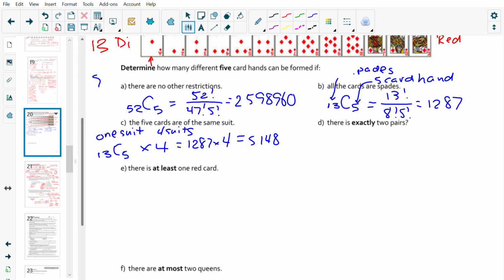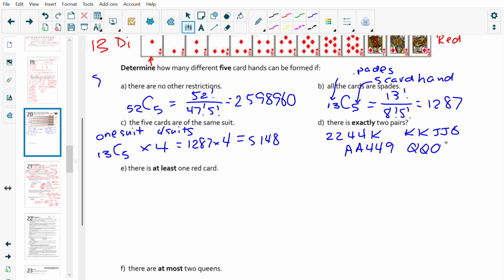Okay. Ooh, how about this one? Letter D. Determine how many different 5-card hands can be formed if there are exactly 2 pairs. Well, here's an example of 2 pairs. If I have a 2 and a 2, a 4 and a 4, and then just something else for the 5th card, right? Another one, K and a K, J and a J, a pair of kings, a pair of jacks, and the number 6, right? Another one, ace, ace, 4, 4, 9.